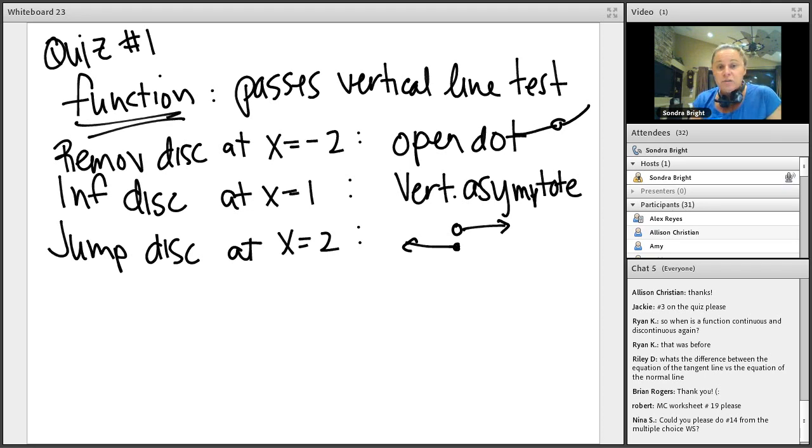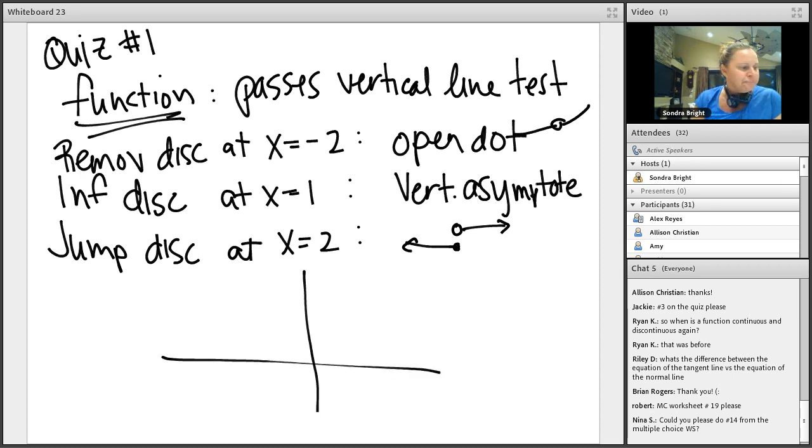So here's what I drew. This is not the only correct answer. I started with the asymptote because I didn't want to cross over that. So at x equals 1, I drew a vertical asymptote, right?